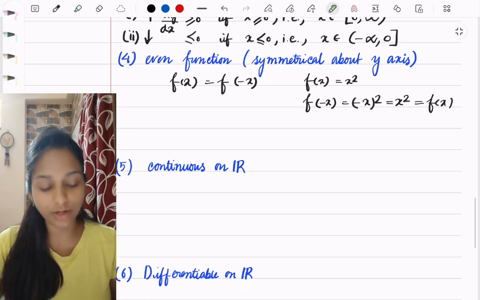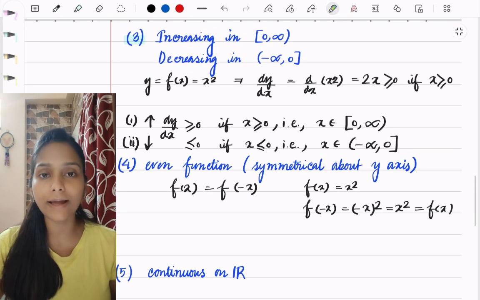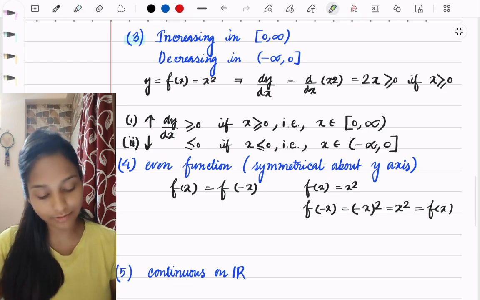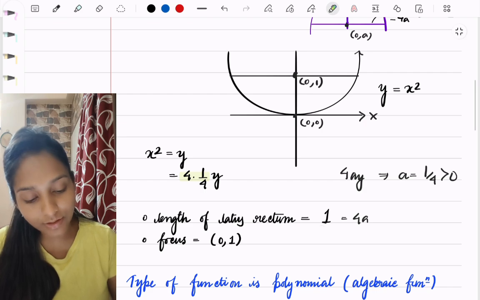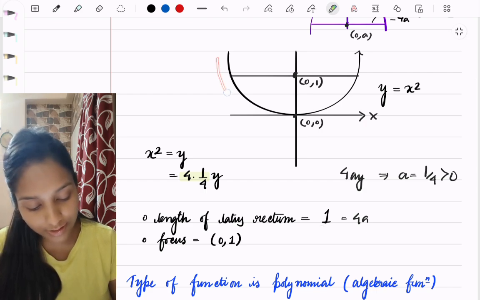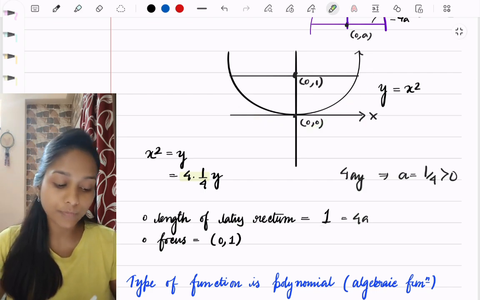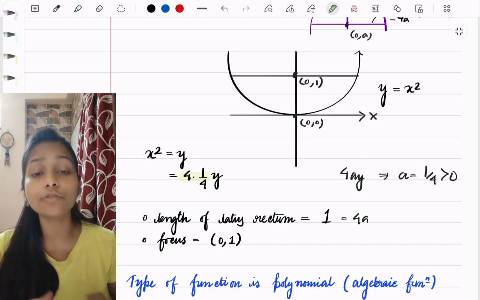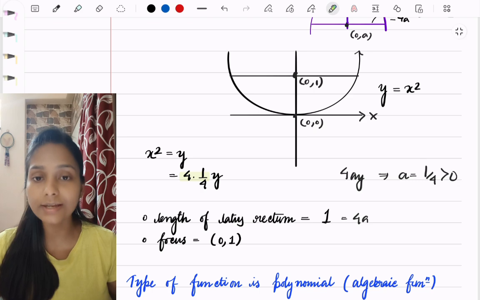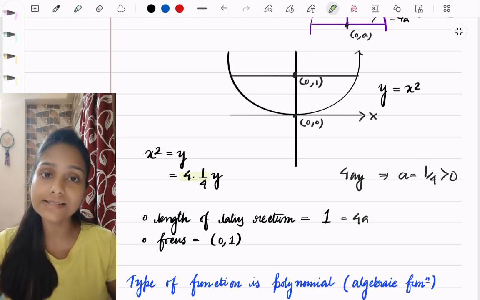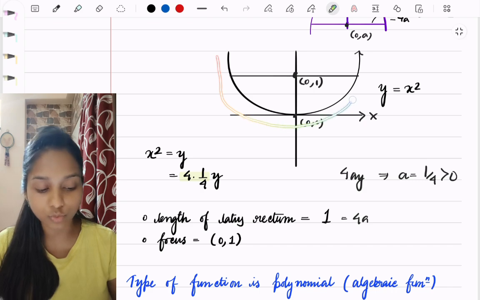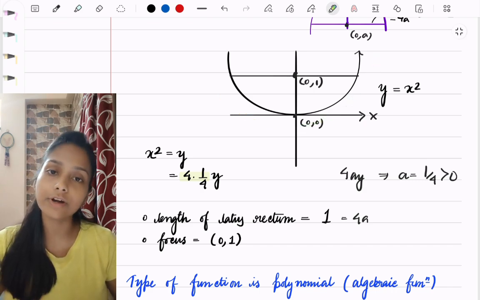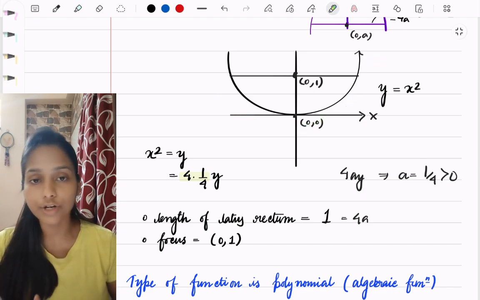Next is continuous on R. So we will prove it by using the definition of continuity. But before that, we can see that we can draw this function continuously like this. So this function is obviously continuous, and for differentiability also, for not being differentiable, the function must have a sharp edge. But here we can see that this function can be drawn smoothly. There is no sharp edge.